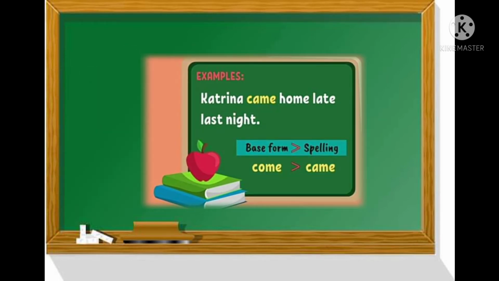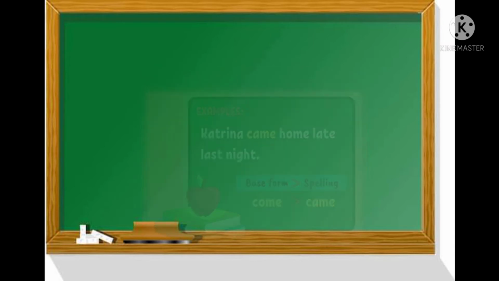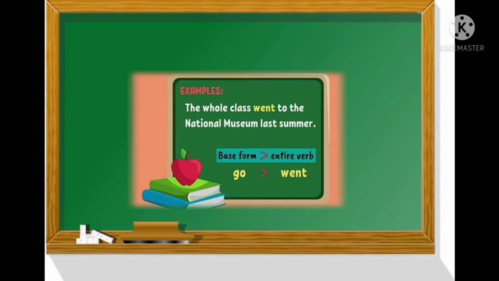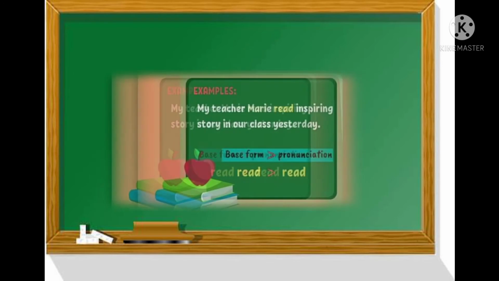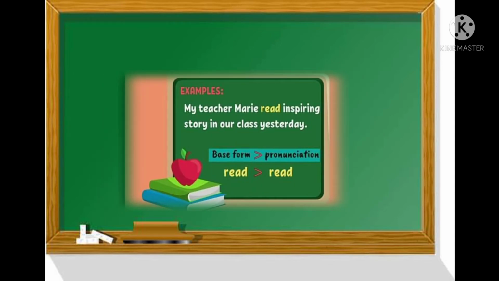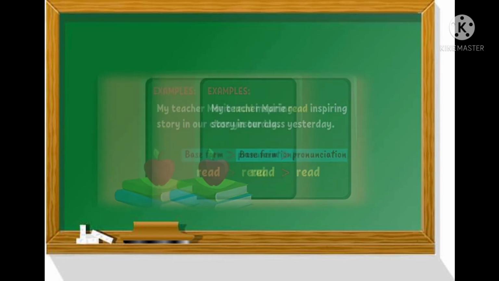In this sentence, the verb came is an example of a verb that changes its spelling to form its past. The verb in this sentence is went. It is an example of an irregular verb that changes the entire verb to form its past. The verb in this sentence is read. It is an example of an irregular verb that changes its pronunciation in its past form.